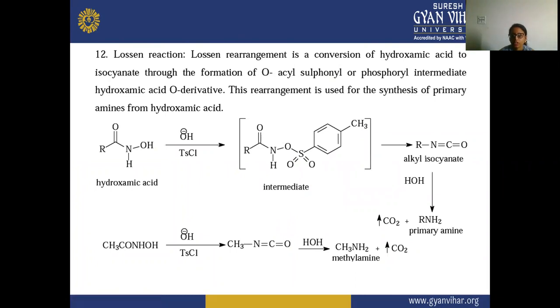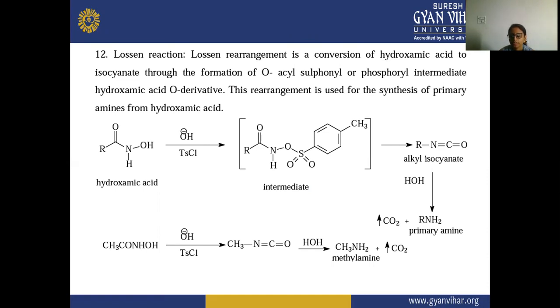So in the Lossen reaction, the Lossen rearrangement is the conversion of hydroxamic acid to isocyanate through the formation of an O-acyl, sulfonyl or phosphoryl intermediate of the hydroxamic acid O-derivative, and this rearrangement is used for the synthesis of primary amine from hydroxamic acid. So this is the Lossen reaction. This is a conversion of hydroxamic acid to the primary amine.